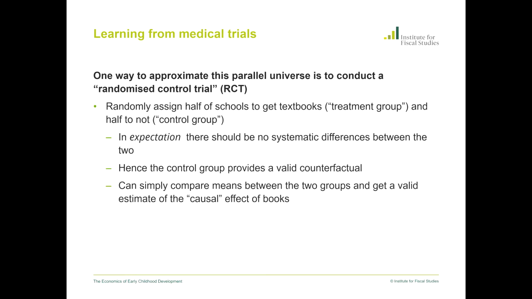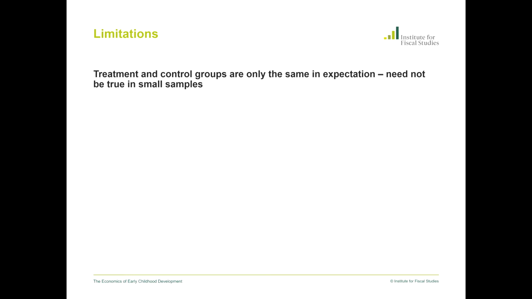It means that I can simply compare the means of these two schools, or two groups of schools, to get a valid estimate of the causal effect of the policy. So here we've solved the problem of not having a valid counterfactual. So you might think everything's dandy. However, there's a series of limitations to using RCTs, which I'll go through now.